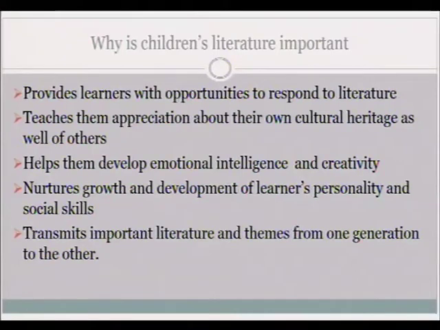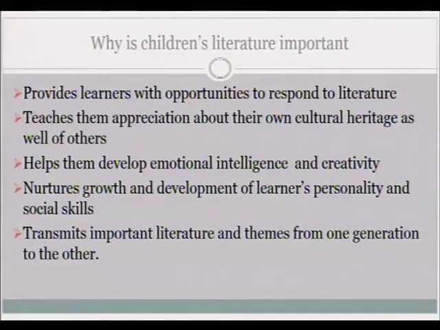It nurtures growth and development of learners' personality and social skills, interaction with the characters in the book, finding motives of the characters' actions, learning something from it that makes them grow as individuals, and because they are exposed to how people interact in stories, they can also grow socially.